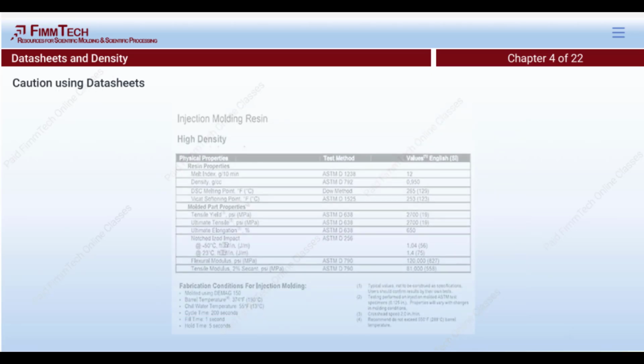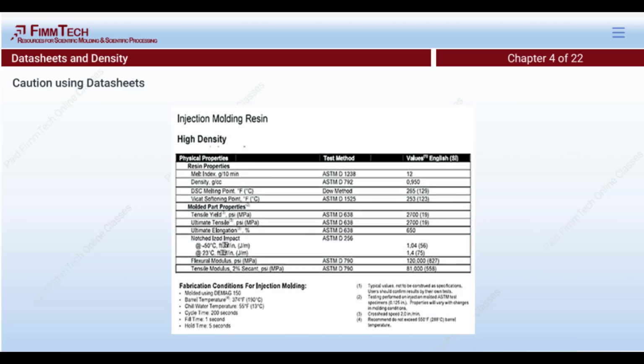And here's an example of polyethylene. If you look at this data sheet, first thing it gives you is these fabrication conditions. They have molded these parts at these conditions. But somebody who is not very conversant with injection molding looks at this data sheet, he's going to say, because this data sheet says that I have to use a barrel temperature of 374 degrees, I'm going to use an exact melt temperature of 374 degrees.